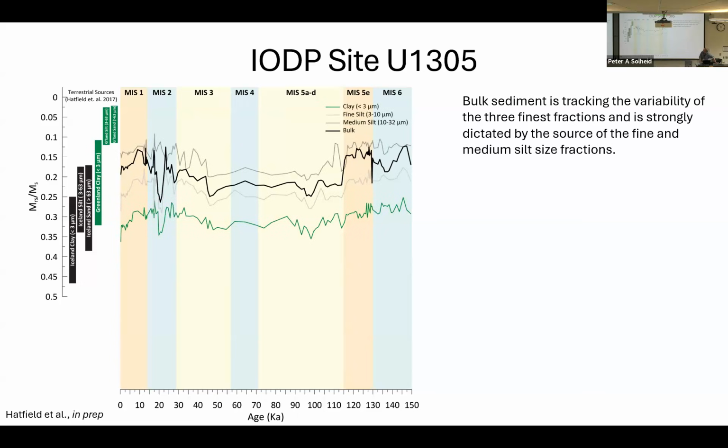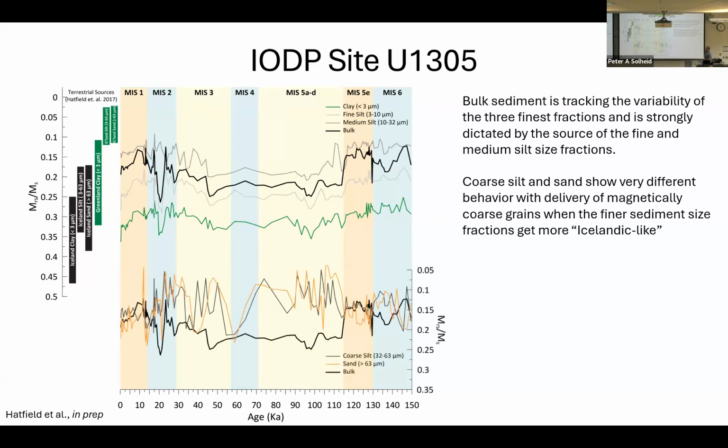If we look at the clay, fine silt, medium silt size fractions, they track what the bulk's doing, right? The clay's a bit more muted. We don't have that discrimination that's afforded as well with the clay. But the bulk really is tracking what's going on in the source of the fine and the medium silt size fraction. If we look at the coarser fractions, they tell us something totally different, right?